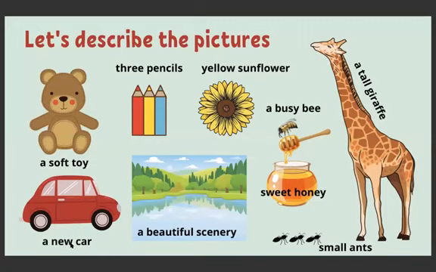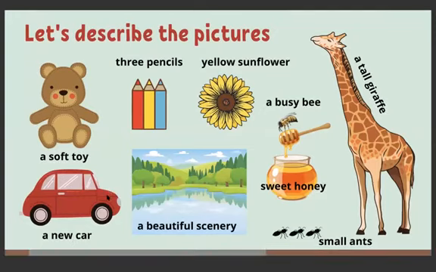So these words, soft, three, yellow, busy, tall, small, beautiful, and new, these words tell more about these nouns. These words are called adjectives. The words that give more information about nouns. The word that describes the nouns. Okay? Are you getting it?